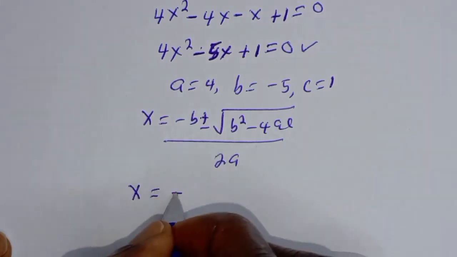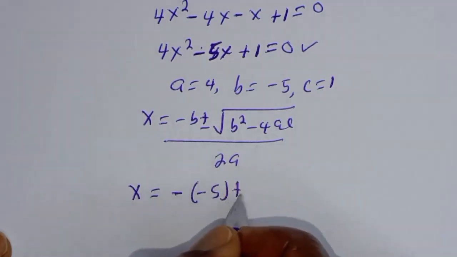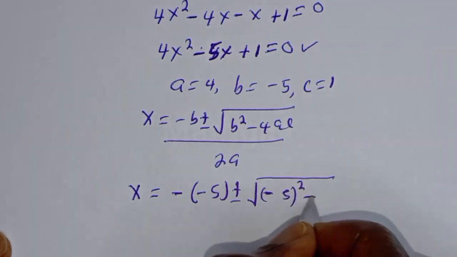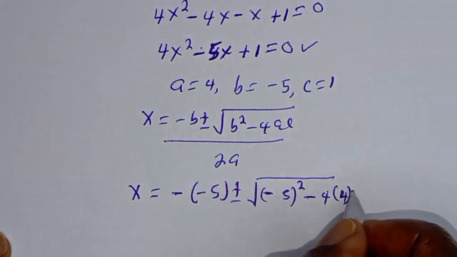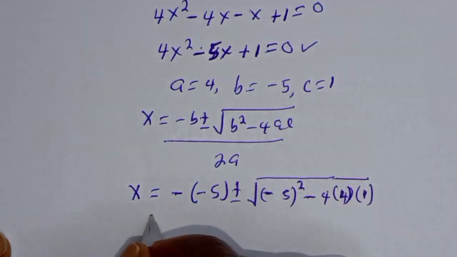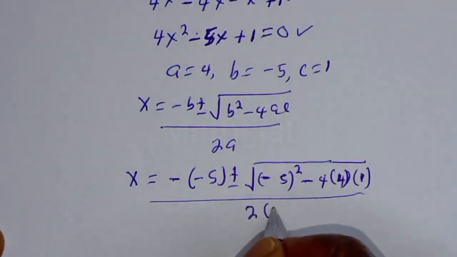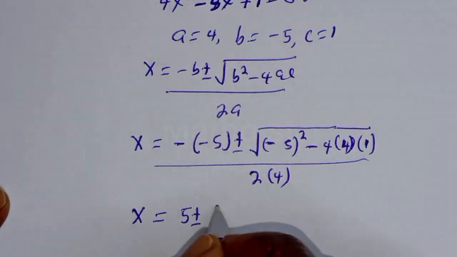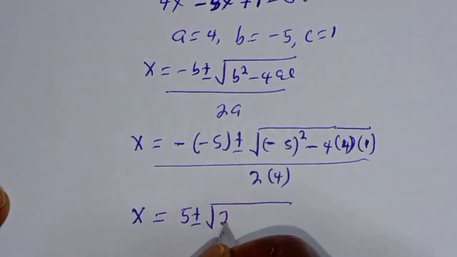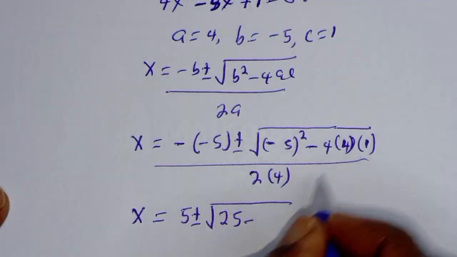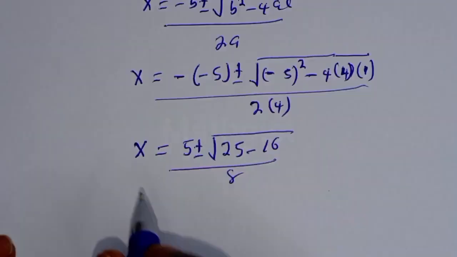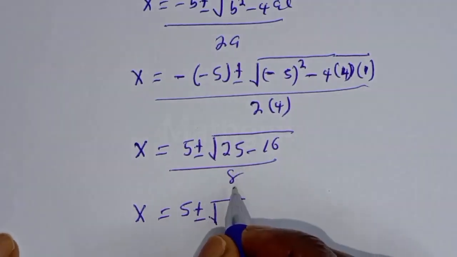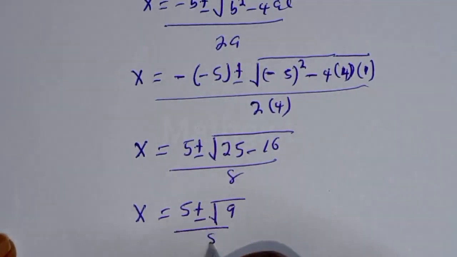s is equal to minus bracket minus 5 plus or minus square root of minus 5 squared minus 4 multiplied by 4 multiplied by 1 over 2 multiplied by 4. s is equal to 5 plus or minus square root of minus 5 squared, that is 25, minus 4 times 4 times 1, that is 16, over 8. s is equal to 5 plus or minus square root of 25 minus 16, that is 9, over 8.